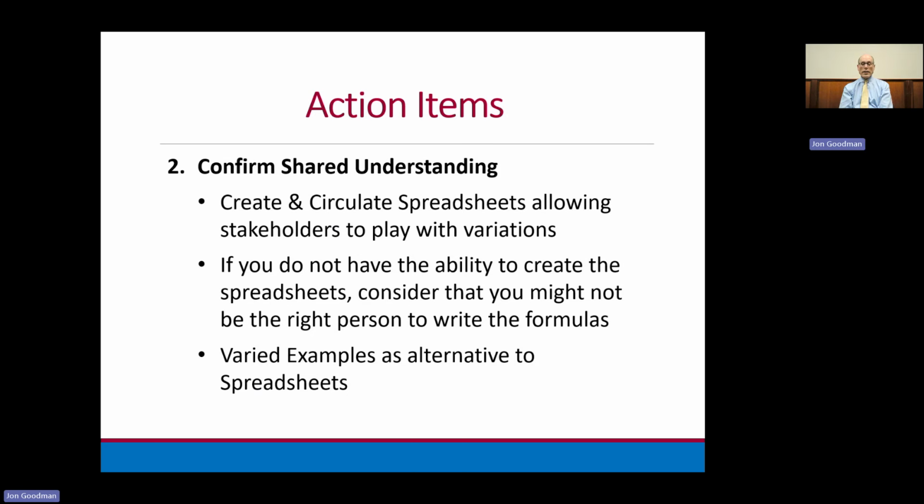Number two, if you are writing formulas, confirm your shared understanding. The mistakes that get made aren't always math errors. Sometimes they're just communication errors, the kind of miscommunication that humans normally have. So how do you avoid misunderstandings? Well, the best way, I think, is to create and circulate spreadsheets. You create a spreadsheet allowing the stakeholders to play with the variables in the formulas and see if it produces the results that the stakeholders expect.